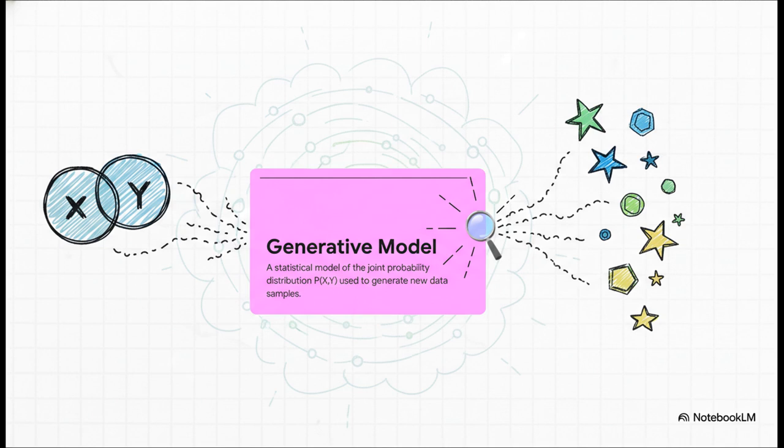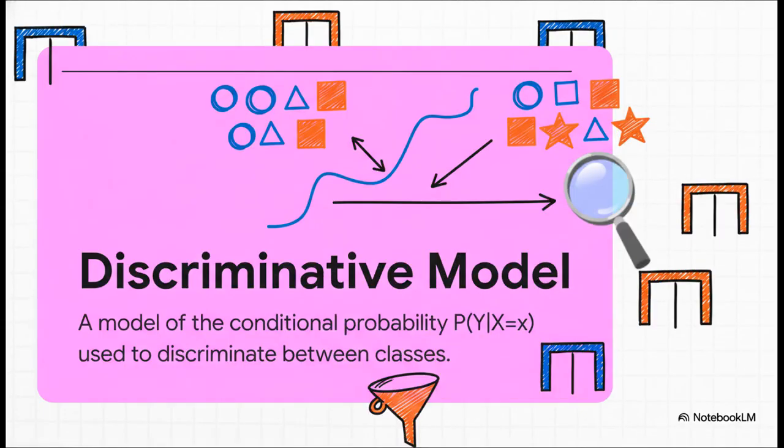In nerdy stats terms, it learns what's called the joint probability distribution, or P(x, y). All that means is it's trying to figure out the probability of some data x and its label y occurring together. And because it understands that deep connection, it can then go on to generate brand new, believable examples of its own.